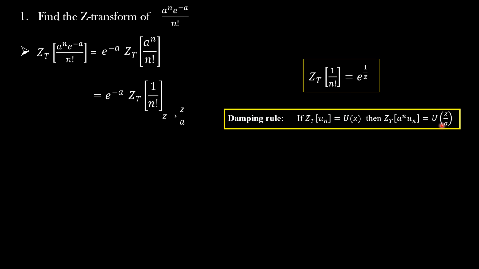Therefore, e to the power minus a into Z transform of 1 by n factorial will be equal to e to the power minus a into e to the power 1 by z, but just replace z by z by a. After replacing, you will get the Z transform of a power n into e to the power minus a divided by n factorial as e to the power minus a into e to the power a by z. On simplification, it becomes e to the power a into 1 minus z divided by z.